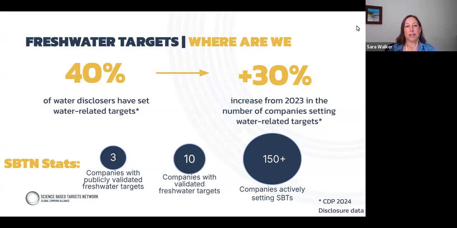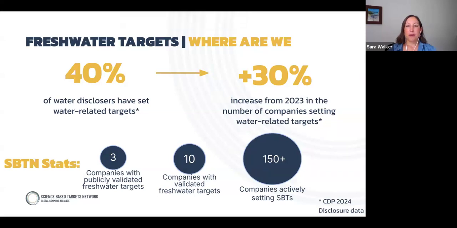Since the initial release of the Freshwater Science-Based Targets guidance, 3 companies have come out and led in setting, validating, and publicly announcing the first ever freshwater science-based targets. These companies are Wholesome, Caring, and GSK. And in total, 10 companies currently have validated science-based targets for freshwater, and there are more than 150 companies actively working with SBTN to set targets. We expect more public announcements to come soon, particularly on freshwater.